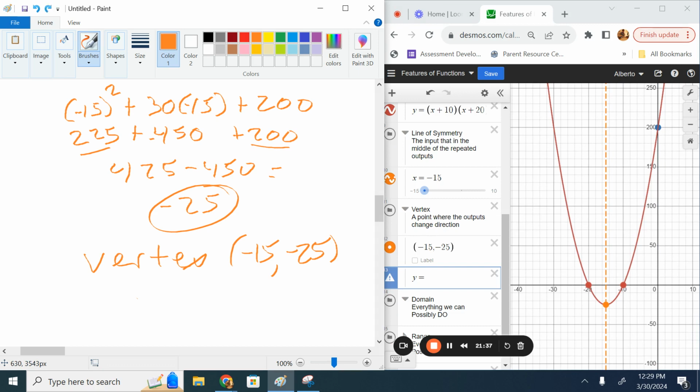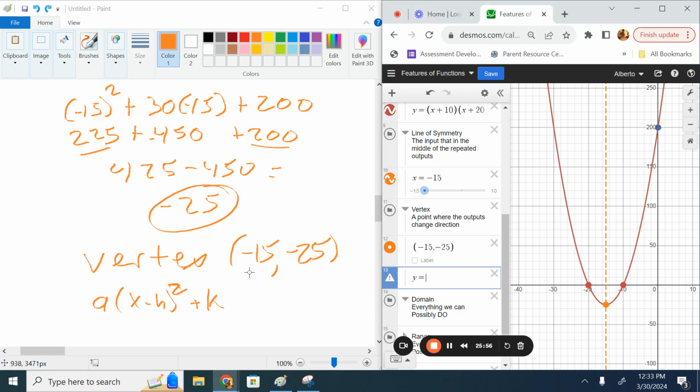Some of us know the vertex form, a times (x minus h) squared plus k. I want to walk us through the thinking behind the vertex equation. Each time we have a parentheses in an equation like the vertex form, we're always taking the x value and making that parentheses 0. So we'll start off with that. What do you do to a negative 15 to make it 0? You add 15.